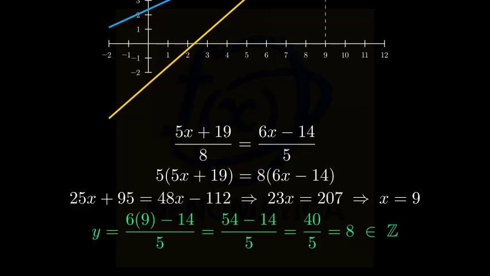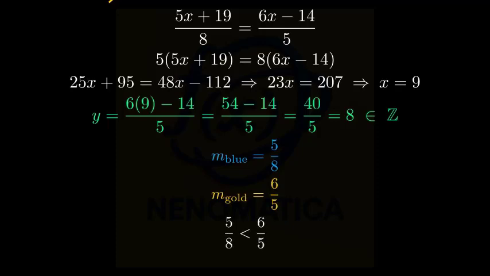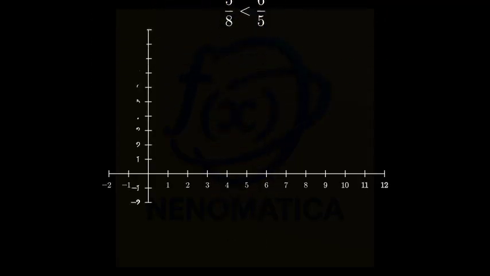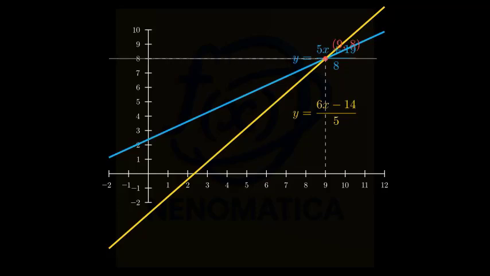Next, compare the slopes. The slope of the blue line is 5 over 8, and the slope of the gold line is 6 over 5. Since 5 over 8 is less than 6 over 5, the gold line rises faster. For the floor to work near the integer output 8, the next possible horizontal level is 7. That is one step down. We will intersect the gold line with y equals 7.